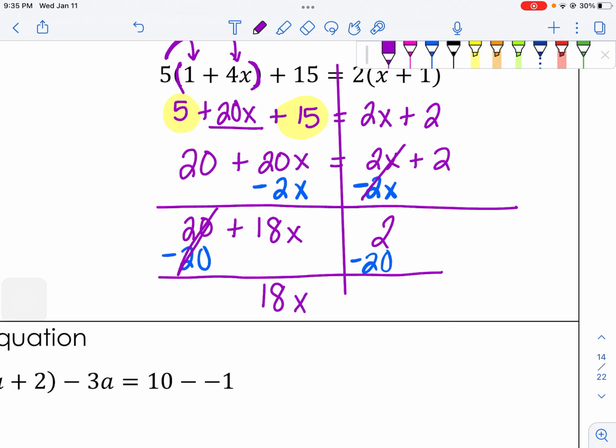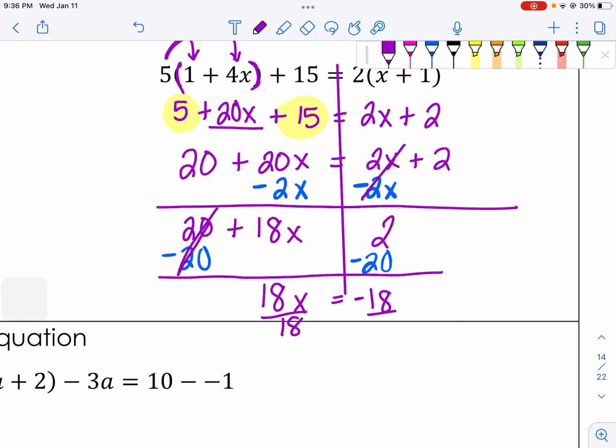On the other side, I have 2 minus 20. 2 is very small compared to 20, so my answer is going to be negative. The signs are different here. The difference between 20 and 2 is 18. And it's negative because 2 is smaller than 20, or there were more negatives when you canceled them out.